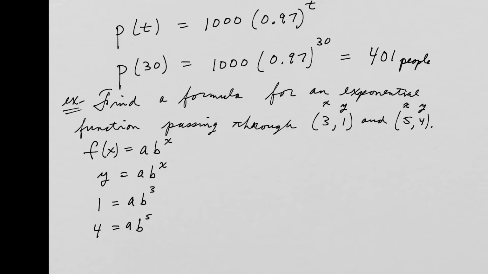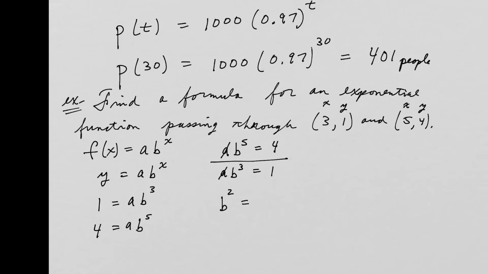What if I write this as A B to the fifth equals 4, and I want to divide that by the second equation, A B to the third equals 1. Why is this helpful? Because look what happens to the A's when I divide both sides. A over A is 1, so those are gone. B to the fifth divided by B to the third: when you're dividing powers with the same base, you keep the base and subtract the exponents. So 5 minus 3 is 2.